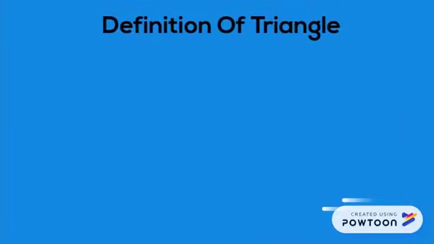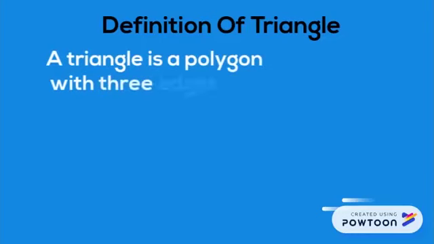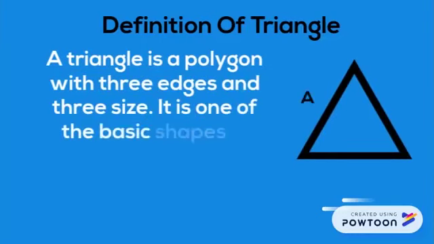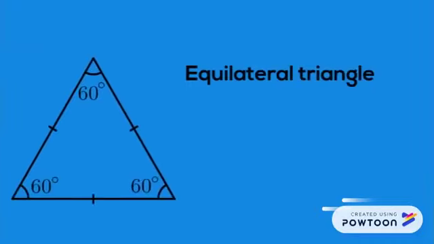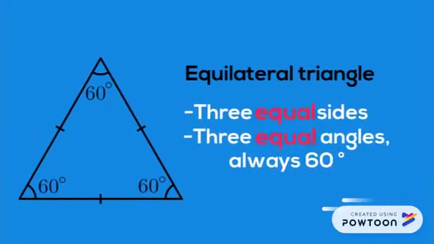Definition of triangle. A triangle is a polygon with 3 edges and 3 vertices. It is one of the basic shapes in geometry. A triangle with sides A, B and C is denoted. If all 3 sides of a triangle are exactly the same length, then we call it an equilateral triangle. It's kind of a long word, but it is easy to remember. It sounds like equal.